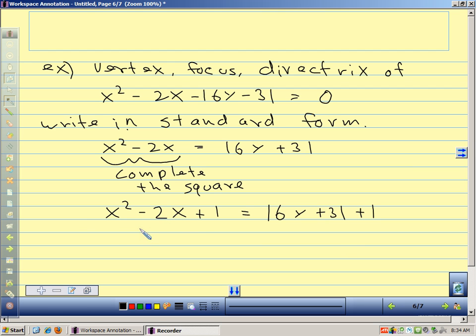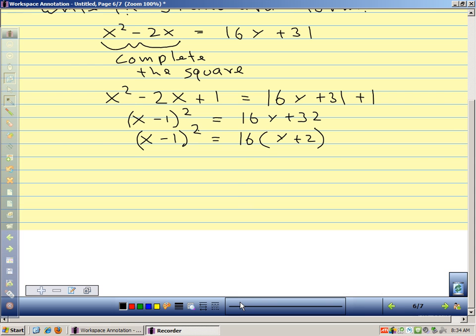This is a perfect square now. This is x minus 1 squared. And this is 16y plus 32. I can factor out a 16, so I get x minus 1 squared equals 16 times y plus 2. And this is my standard form.